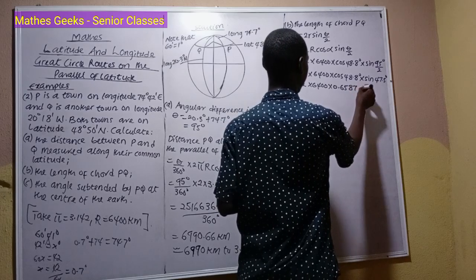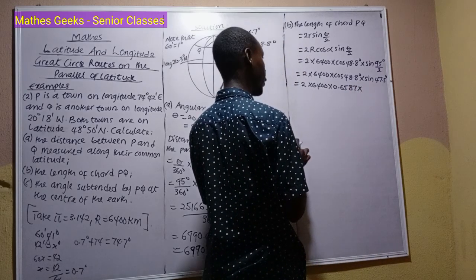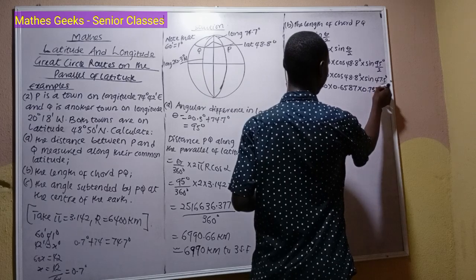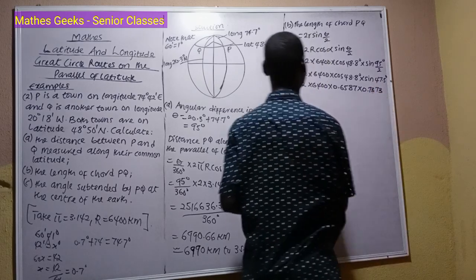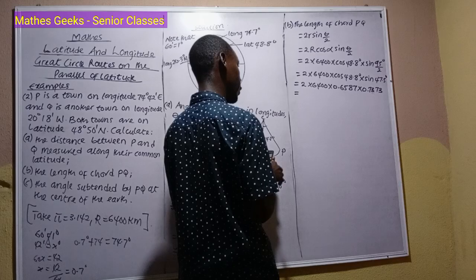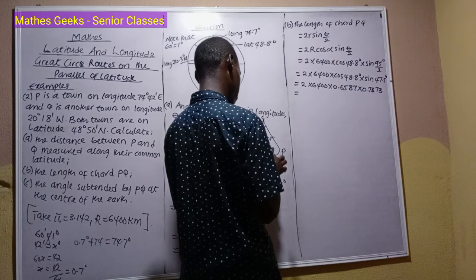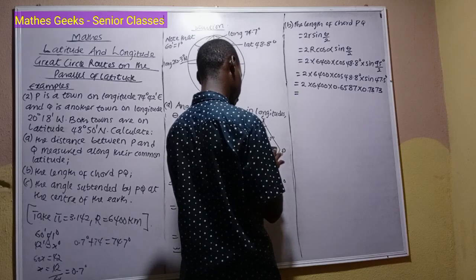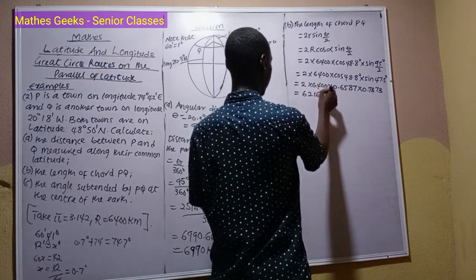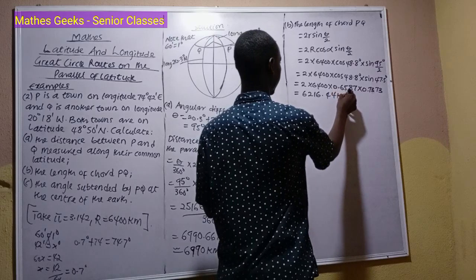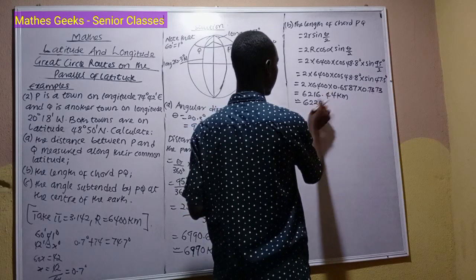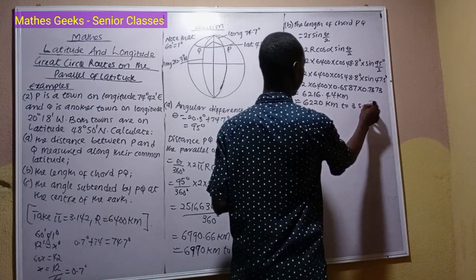So 2 times 6,400 times cos 48.8, 0.6587, times sine 47.5, 0.7373. That will give us 2 times 6,400 times 0.6587 times 0.7373, 6216.44 kilometers, approximately 6,220 kilometers to three significant figures.